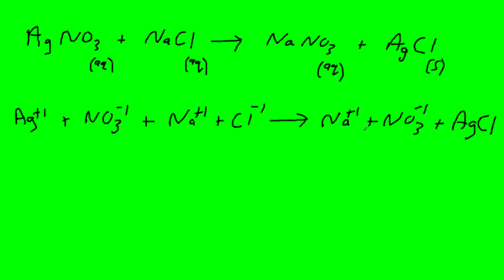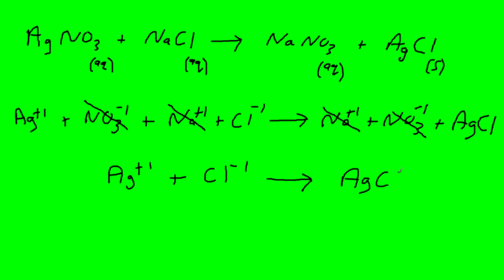Okay, let's get rid of our spectators. We have an NO3 -1 here. NO3 -1 there, get rid of it. We have sodium +1 here, sodium +1 there, get rid of it. That's it. Okay, next step, everything else gets brought down. We have our silver +1, keep the charges on there, because remember, these are in water, and that's what happens when they're in water. They're ions floating around. And we'll keep our silver chloride intact because it's a solid.